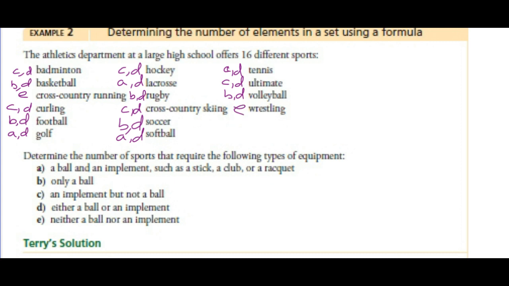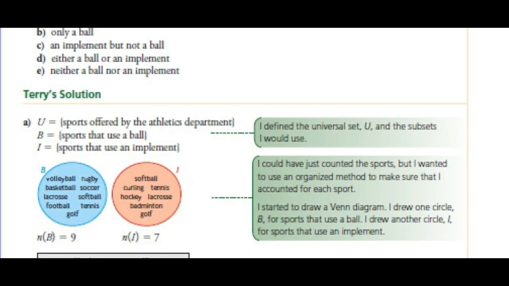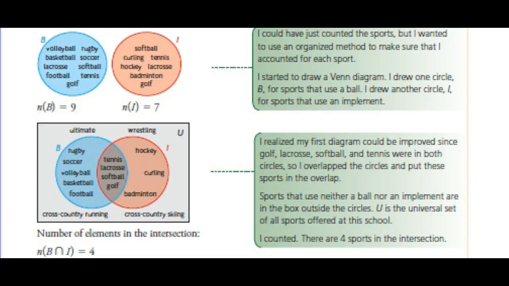Okay. So once you've categorized all of these, if we look at how Terry defined them: U, sports offered by the athletic departments. B, sports that use a ball and sports that use an implement. Okay, but we've got overlap, right? So you have to overlap these, because when he's listed the ball sports, some of them fall in both of these categories. As far as the numbers go, the number in the intersection, right? So once you've done this, you don't have to worry about formulas and stuff. You just go in here and you just count.